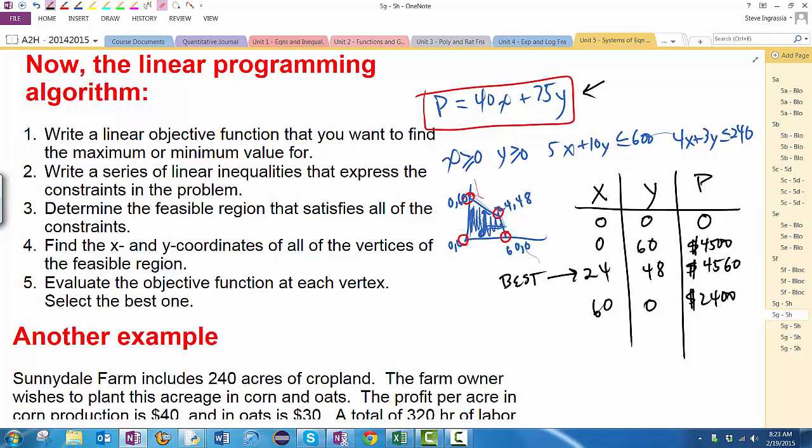Here is my answer to the question, how many should this carpentry shop make? Right here. 24 desks, 48 bookcases. Now, I also know that the worst is right here. But that one you probably guessed. Sell nothing, you make nothing. Best and worst will be vertices. That's it. That's the linear programming algorithm.